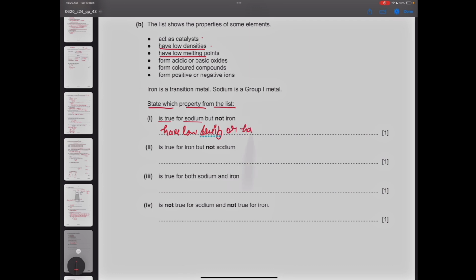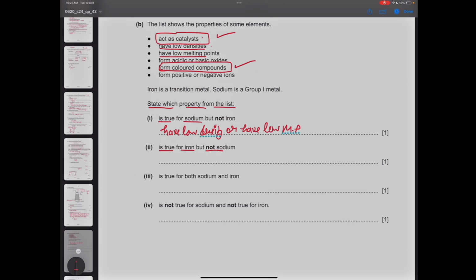Have low melting point. Now, which property is true for iron but not sodium? So we can directly pick forms colored compounds here or catalyst, because we know that transition metals have both of these properties but group 1 metals do not. So you can pick any one out of these two for part 2.